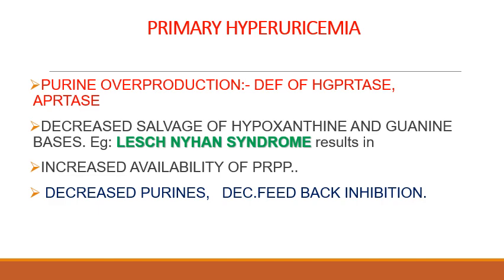The purine overproduction could also be due to the deficiency of the enzymes HGPRTase and APRTase, which, as you know, are very important enzymes of the salvage pathway. Deficiencies of these enzymes can result in what is known as the Lesch-Nyhan syndrome. So there is decreased salvage of hypoxanthine and guanine bases, and because of that there will be increased availability of PRPP. In addition to this, since the purine base levels are decreased, there would be decreased feedback inhibition.